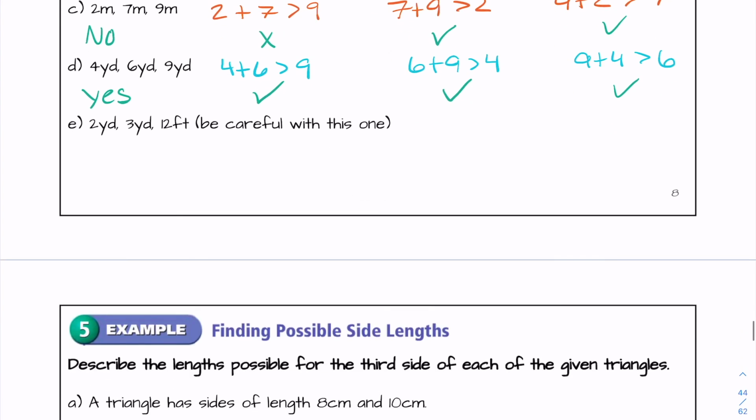Be careful with this one. Why did I say be careful with this one? Because I don't want you to just get in the habit of doing this without thinking. I don't want you to do 2 plus 3 is greater than 12, 3 plus 12 is greater than 2, and 12 plus 3. No, 2 plus 3 is greater than 12. 3 plus 12 is greater than 2. And 12 plus 2 is greater than 3. So you would normally say, okay, yep, 5 is not less than 12, but 15 is greater than 2, and 14 is greater than 3.